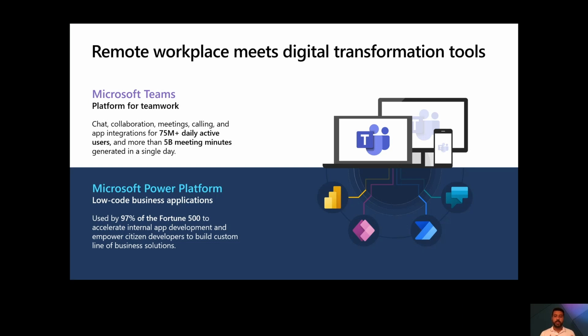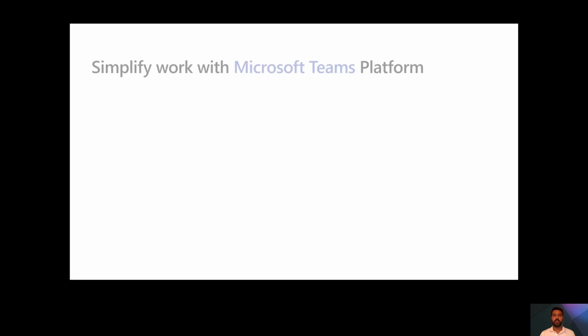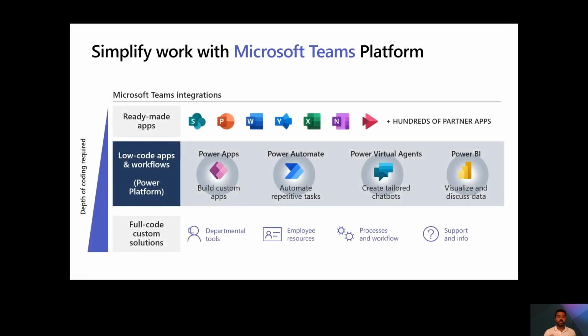Power Platform, which combines Power BI, Power Apps, Power Automate, and PVA, Power Virtual Agents, lets you integrate these business processes and create your own more seamlessly. If you look at how Power Platform fits into the overall Microsoft Teams platform, Microsoft Teams today already comes with a bunch of ready-made apps and services, be it from Microsoft itself and also a number of third-party and ISV providers. And you can also build full code custom solutions for yourself, which are way more in-depth in terms of having to code and creating your own APIs, etc. Where Power Platform fits is in the middle of these two.